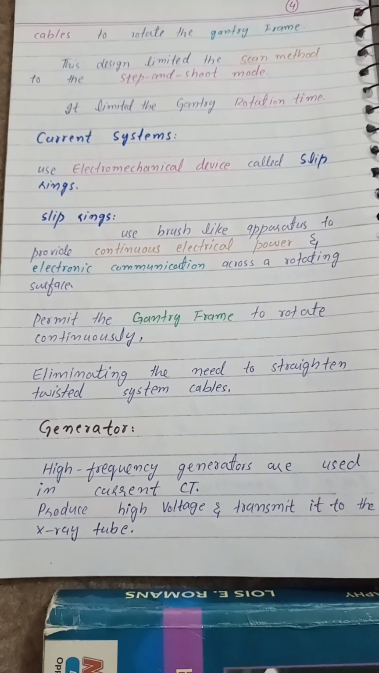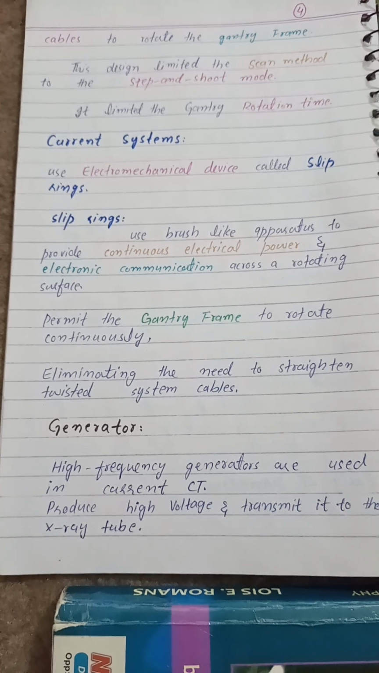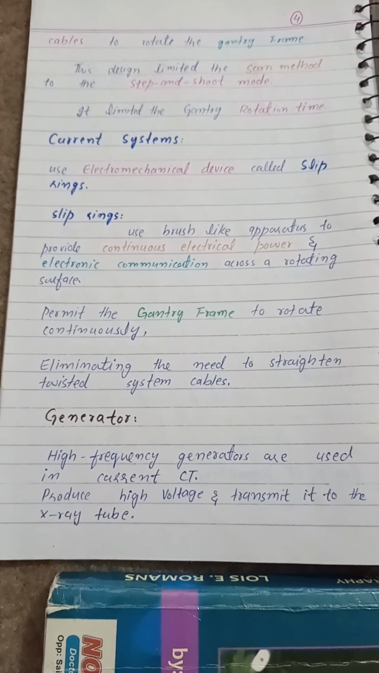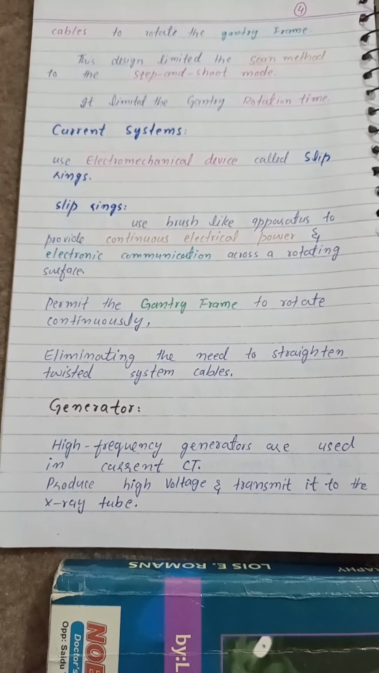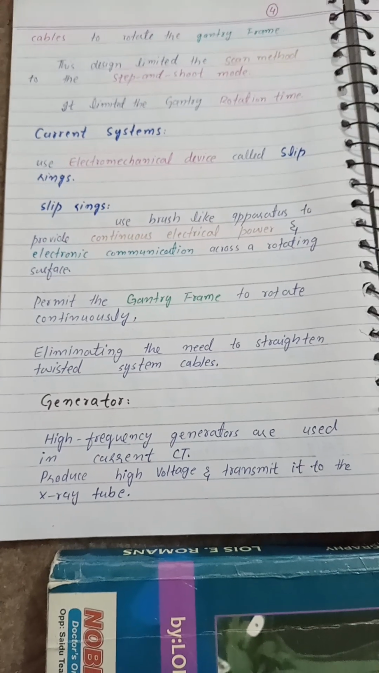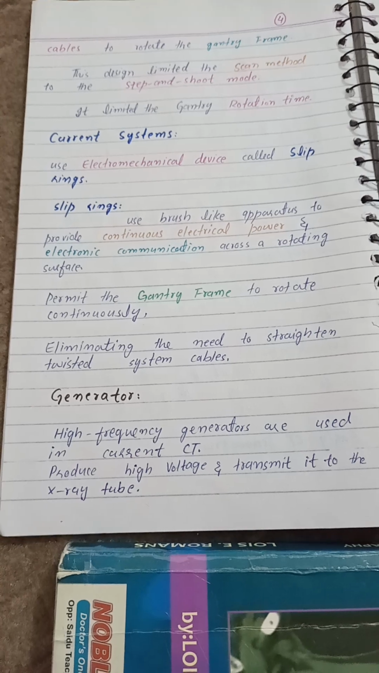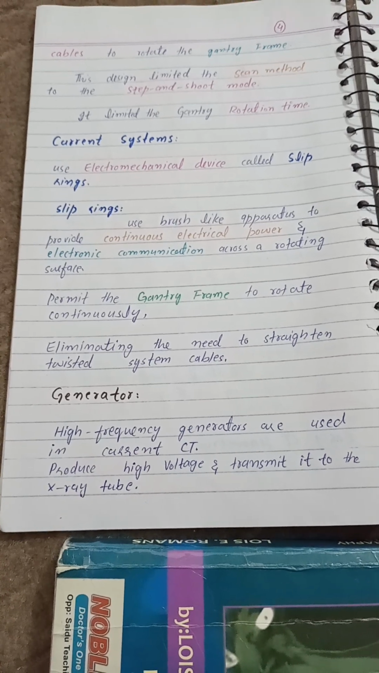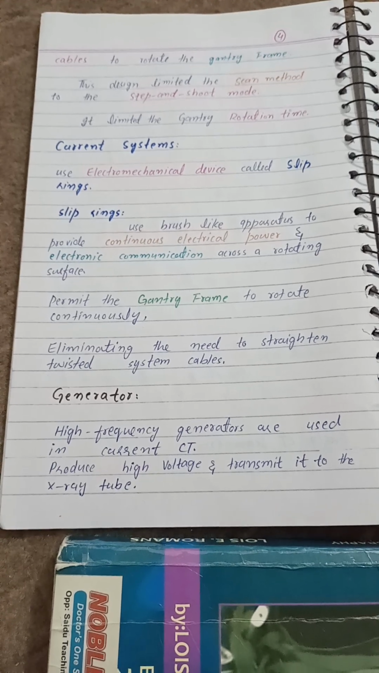Current systems use an electromechanical device called a slip ring. A slip ring uses a brush-like apparatus to provide continuous electrical power and electronic communication across a rotating surface. It permits the gantry frame to rotate continuously, eliminating the need to straighten twisted system cables.